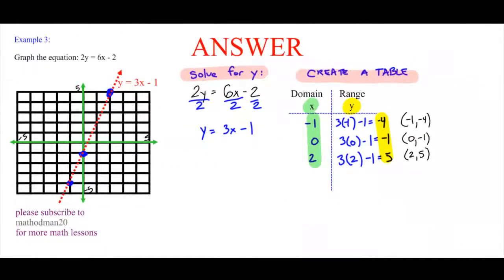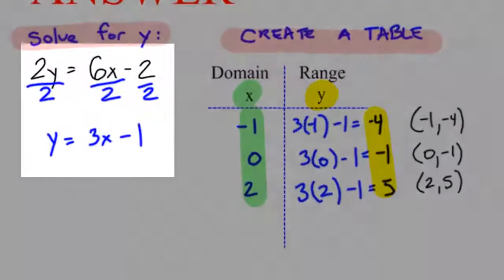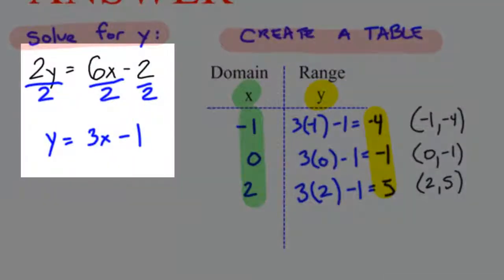The first step that you should have made was to solve for y. The only thing you had to do was divide 2 to both sides. Once you solve for y, you get y equals 3x minus 1.